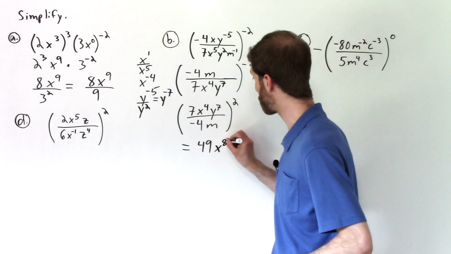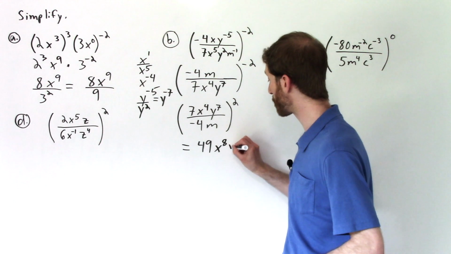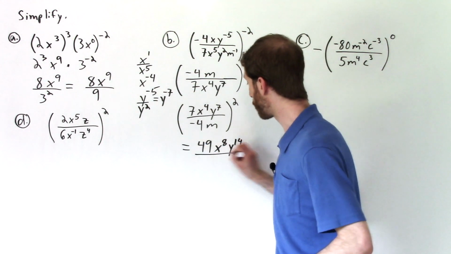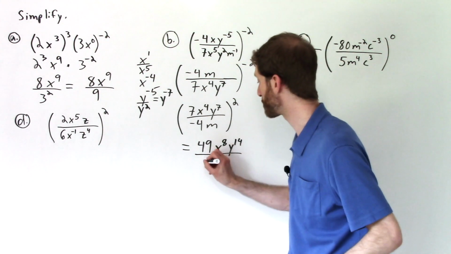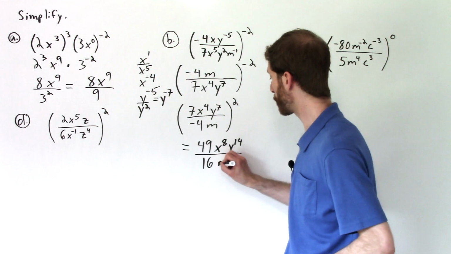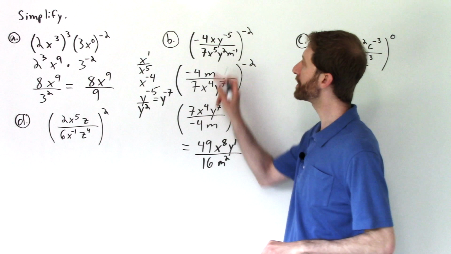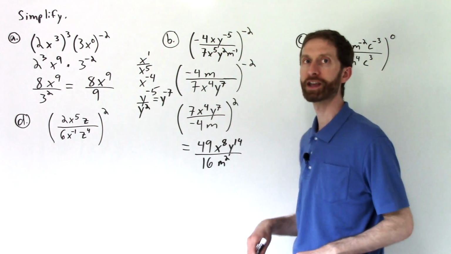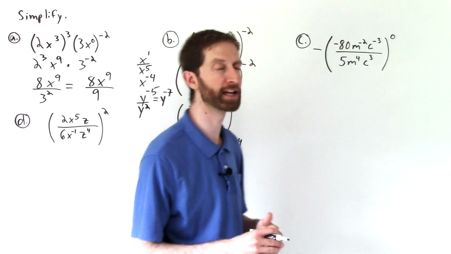That's x to the 8th. 2 times the 7, y to the 7th squared, is y to the 14th, all over negative 4 squared. Negative 4 times negative 4 is positive 16. And then m to the 2nd is m squared. That's it. It's a lot, but you go piece by piece and you simplify the inside first and it becomes better. That's a difficult one because you really have to discipline yourself to take your time.